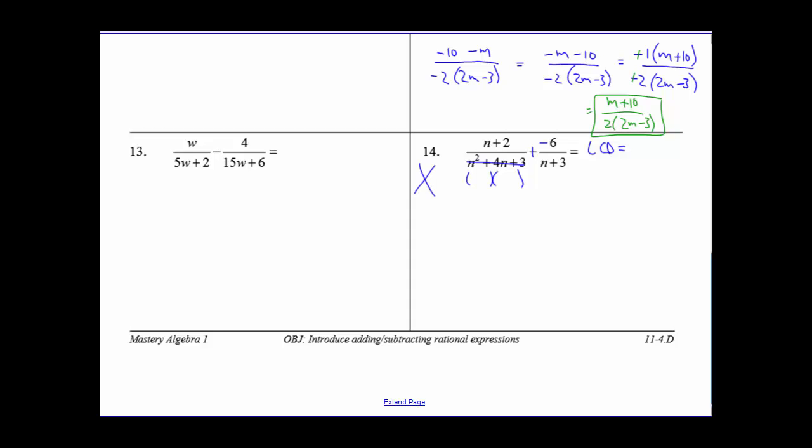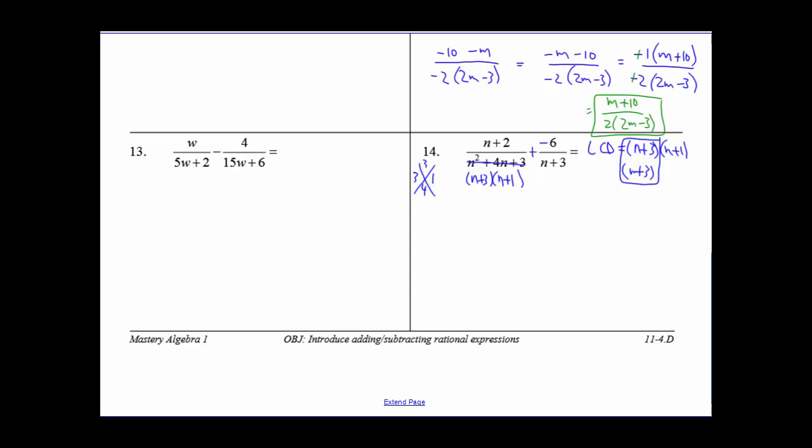So over here we have 1 times 3 is 3. We have 4. What times what equals 3 but adds to get 4? Hopefully you see it's 3 and 1. Because the coefficient on the n squared is a 1, we can write n plus 3 and n plus 1. So if we write our denominators down, on the left-hand side we have n plus 3 times n plus 1. On the right-hand side we have n plus 3.